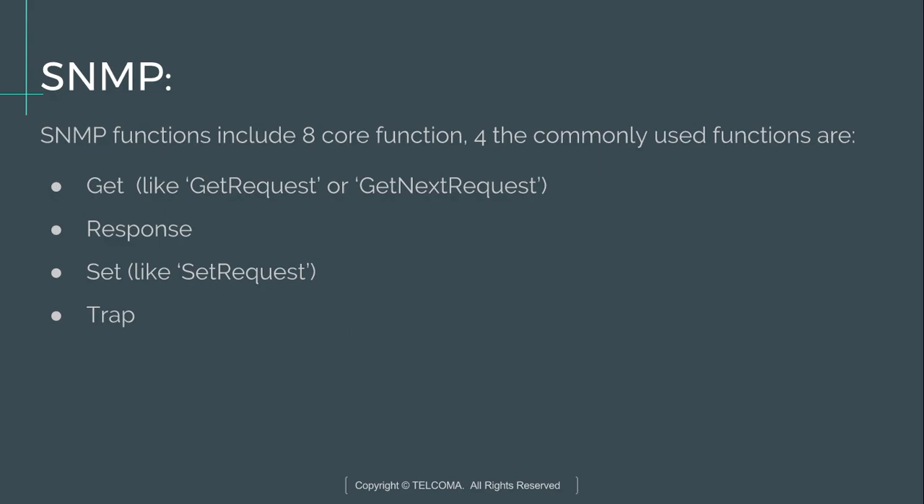The next is the SNMP functions. SNMP functions include 8 core functions, but it basically uses 4 functions. These 4 functions are get request or get next request, response, set request, and trap. So these are the 4 functions.